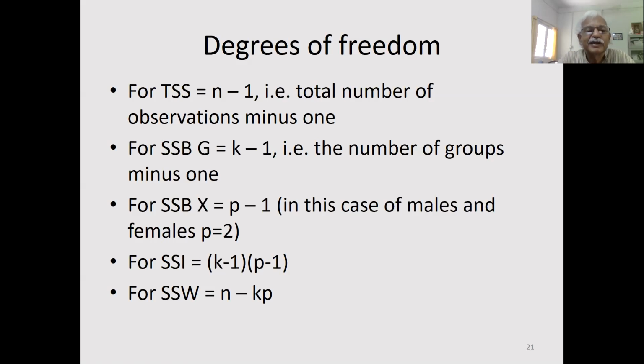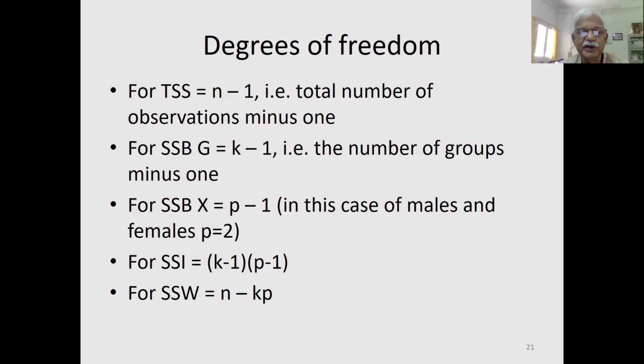Let me repeat. The degrees of freedom for the total sum of square will be total number of observations minus 1. The degrees of freedom for a variable like gender will be number of categories minus 1. For another independent variable, urban rural residence, suppose there are p categories. Here there are 2, but suppose there are p categories, then the degrees of freedom will be p minus 1. And the degrees of freedom for the interaction term will be the product of the respective degrees of freedom, so k minus 1 multiplied by p minus 1.